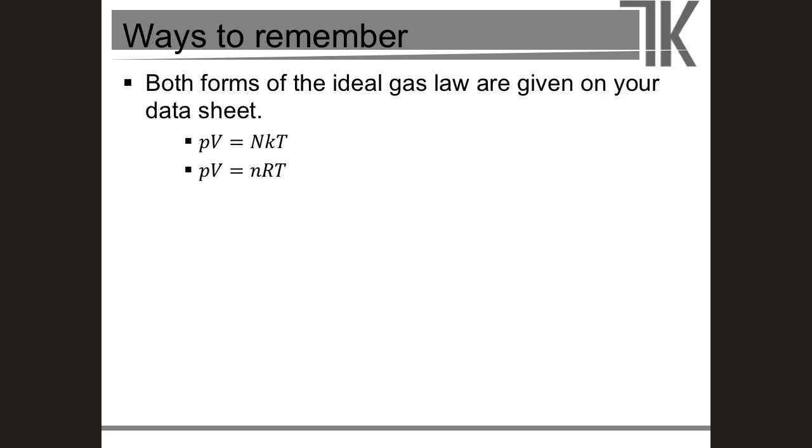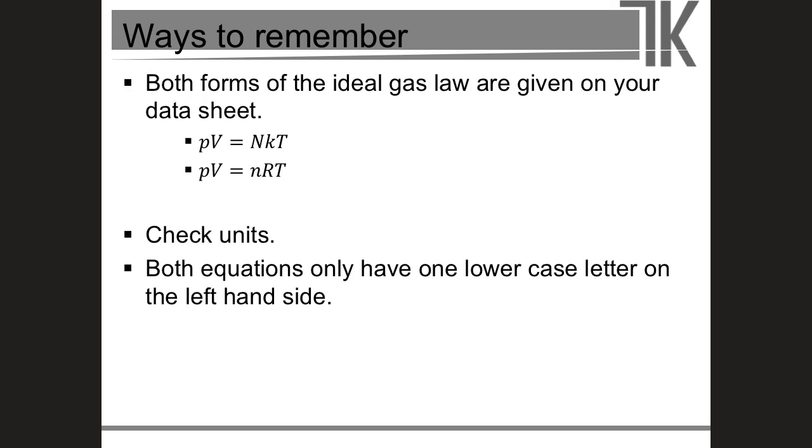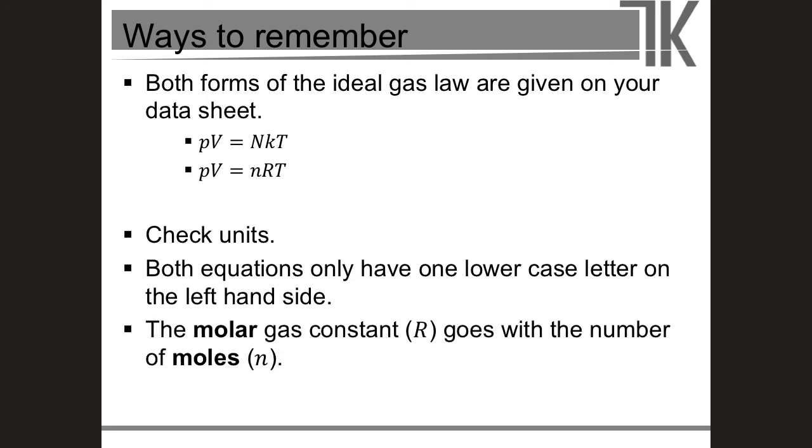So some ways to remember which n is which, or what to use with which constant. You can check the units. So does a unit of moles work with the units of the constant that you have? If you remember what the capital N and the lowercase n are, you can remember that only one is lowercase on the left hand side. So the lowercase n goes with the capital R, the capital N goes with the lowercase k. Or you can remember based off what they're called. So the molar gas constant, which is R, goes with the number of moles.